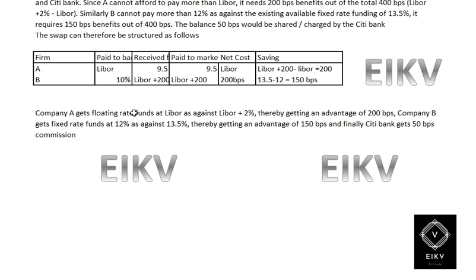Now company A gets floating rate funds at LIBOR as against LIBOR plus 2%, thereby getting an advantage of 200 basis points. Company B gets fixed rate funds at 12% as against 13.5%, thereby getting an advantage of 150 basis points, and finally the bank gets a 50 basis points commission.